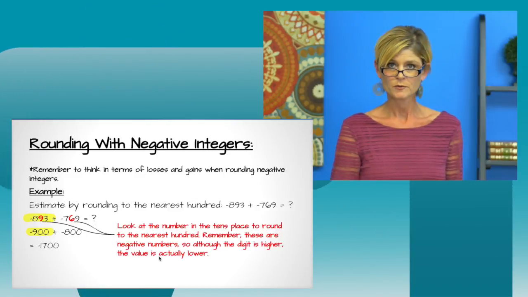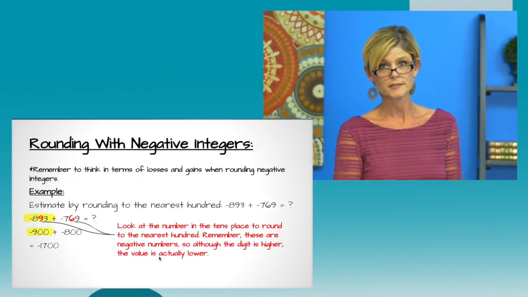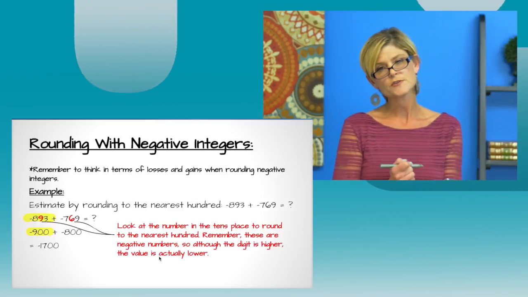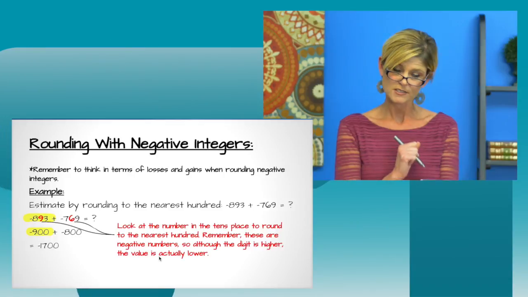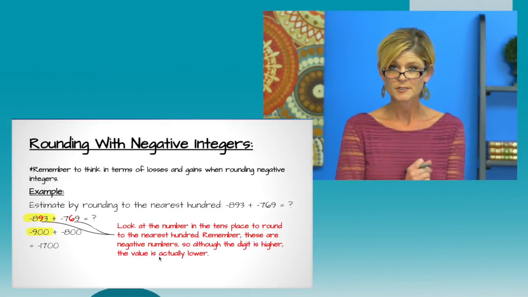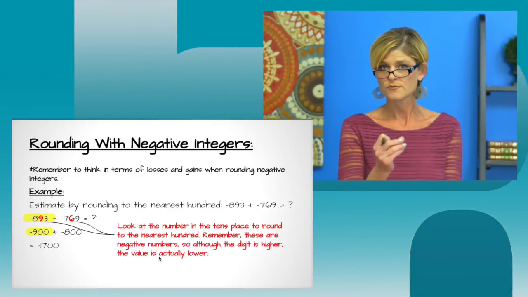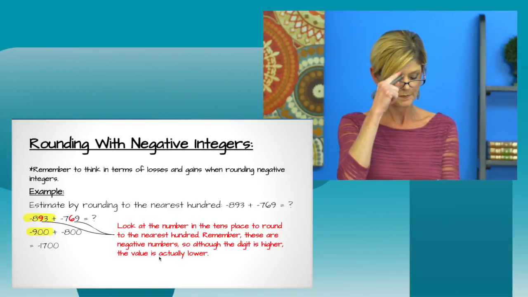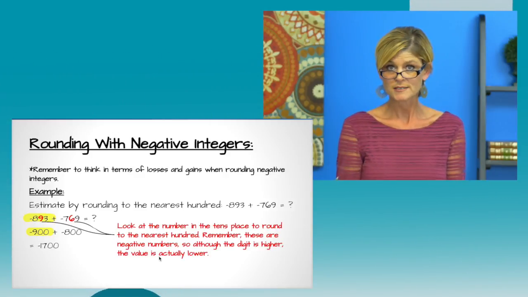But am I really rounding up? Let's think about that. Would you rather owe someone $893 or owe someone $900? So even though the 9 is a larger digit than 8 in this case, or 893 versus 900, negative 900 actually has a smaller value because it's farther away from 0 on a number line. So essentially, rounding is exactly the same with negative integers as it is with positive.